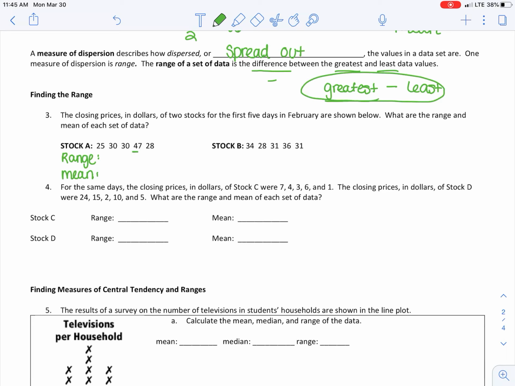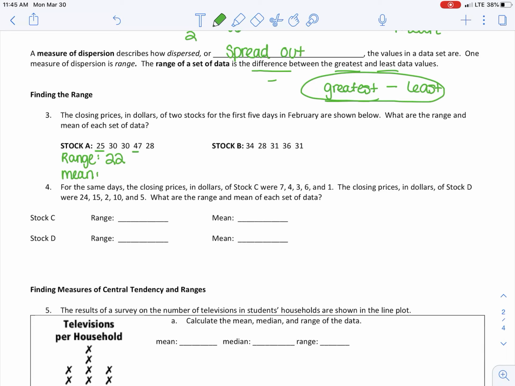So we're taking our biggest number here, 47, and we're subtracting our smallest, which is 25. So 47 minus 25 gives me 22. So I have a range of 22. The mean, with mean, you don't technically have to arrange your data in order. That's really so we can find the median.